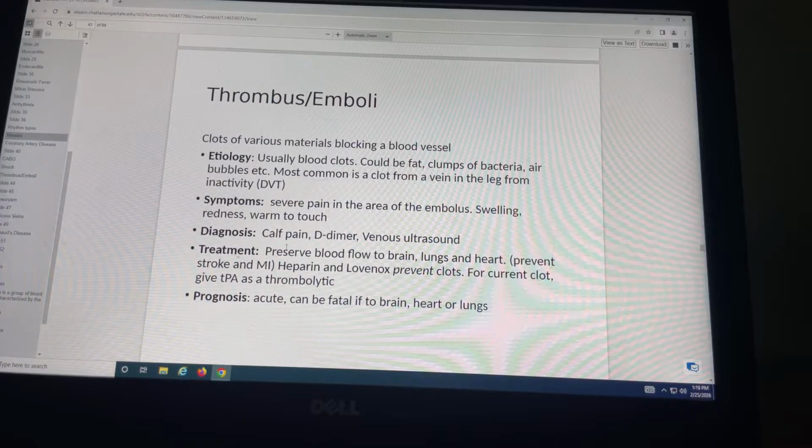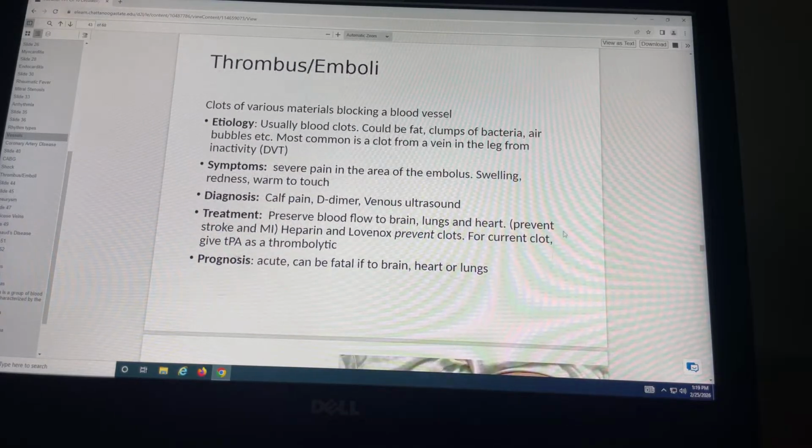So if you do have a clot, well, hold on. To prevent clots, there's blood thinners. You might have heard of heparin or Lovenox. Those are anticoagulants. If you already have a clot, they're still going to put you on them, but that's not going to deal with the issue of you having one, right? There's preventative, and then there's dealing with a current clot.